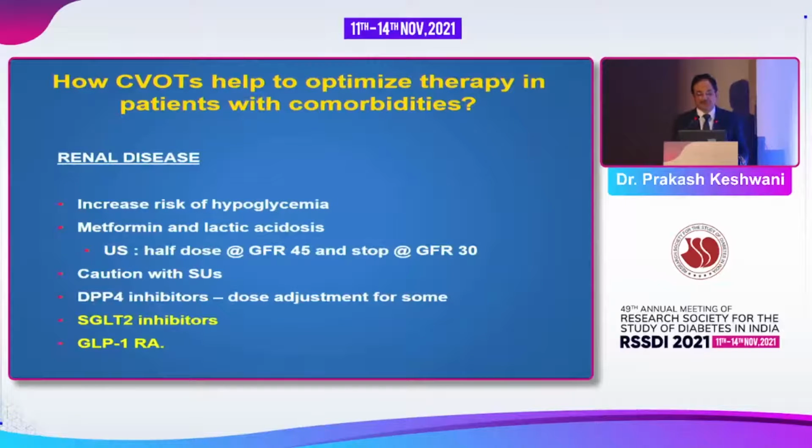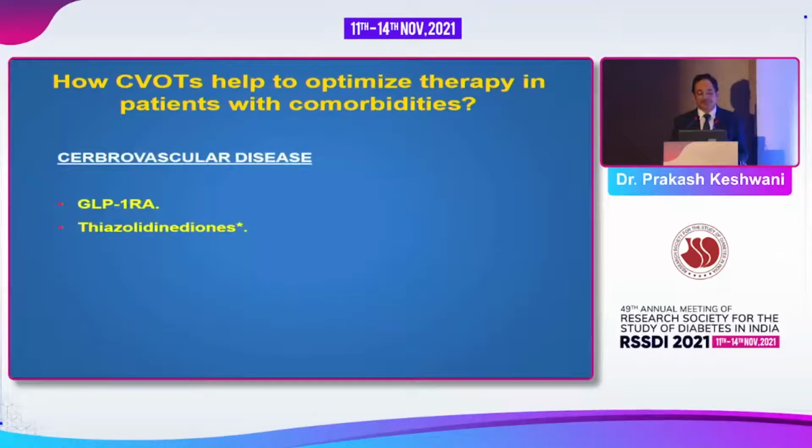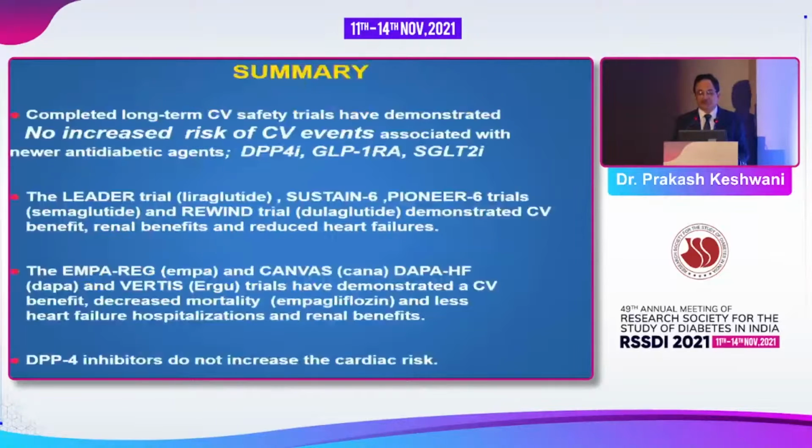Patients who have renal disease, again, SGLT2 inhibitors have several advantages. We can retard the progression of nephropathy, and GLP-1 receptor agonists like liraglutide or semaglutide have also been found to be useful in these patients. In patients who have obesity, GLP-1 receptor agonists have marked effect on weight loss. SGLT2 inhibitors or metformin can be used. Patients with cerebrovascular disease, GLP-1 receptor analogs, and patients who have risk for hypoglycemia, DPP-4 inhibitors, GLP-1 receptor analogs, or SGLT2 inhibitors can be used.